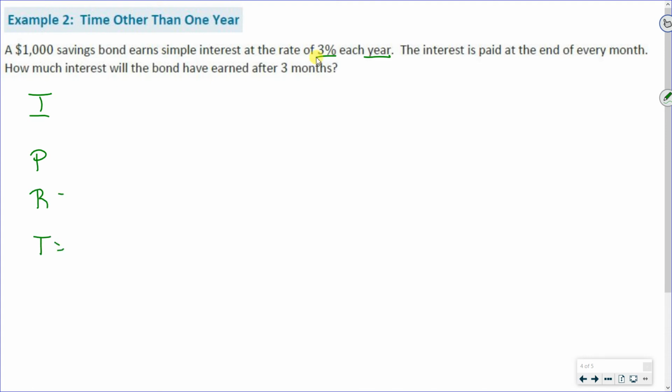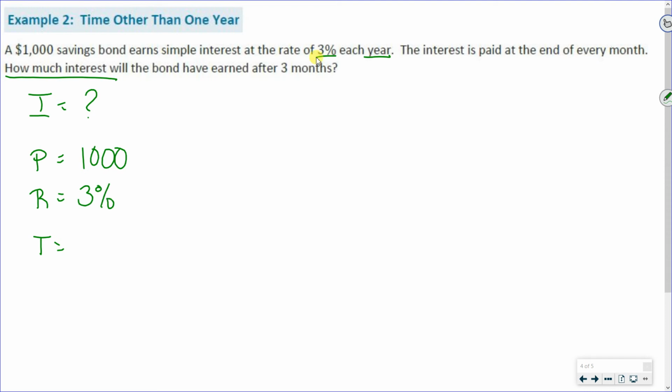So let's just be careful. Do I know the interest? No. It says how much interest. So I don't know that. But I know the principal. The principal is $1,000. It's a $1,000 savings bond. The rates, remember, the rates always are percent. It tells us it's 3%. But the time says 3 months.